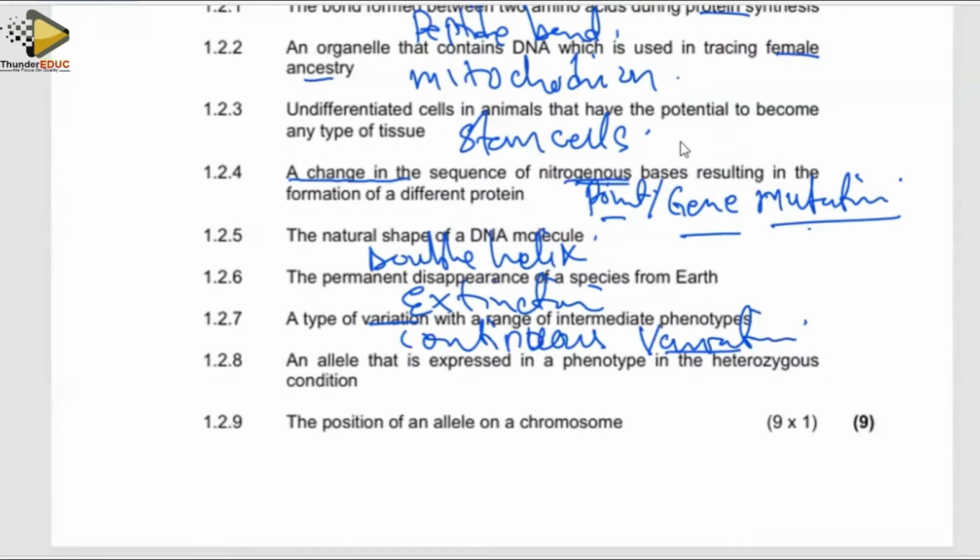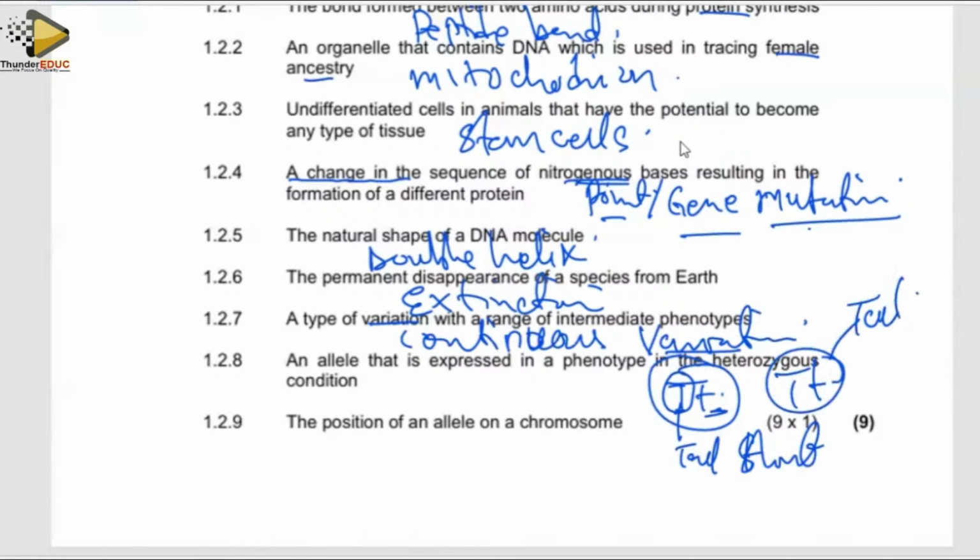An allele that is expressed in the phenotype in a heterozygous state. For example, capital T, small t, where T is for tall and small t is for short. If the individual is capital T, small t, this individual is going to be tall. So how do you call the allele for tallness? We call it dominant allele.